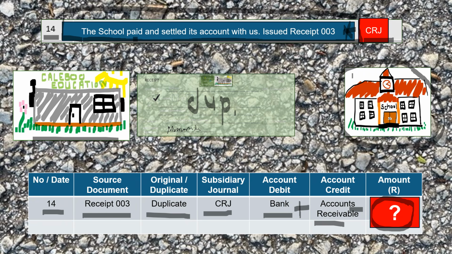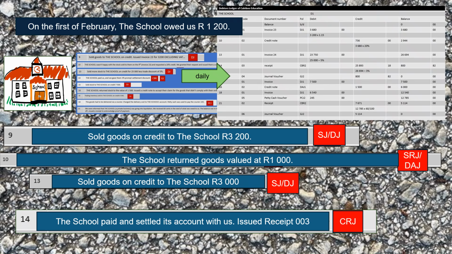Now what we need to do is refer to all the transactions with regard to the school where credit took place. I will show that to you in a moment. So the problem is now, how much did the school pay us? I've taken this just as an example.